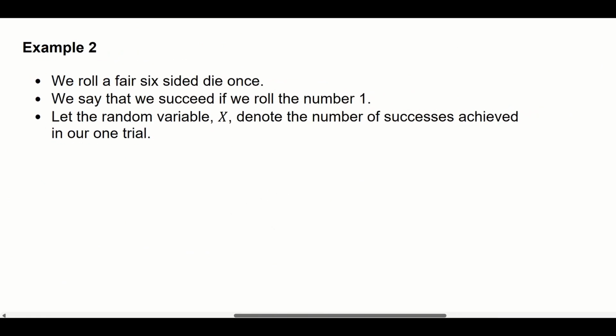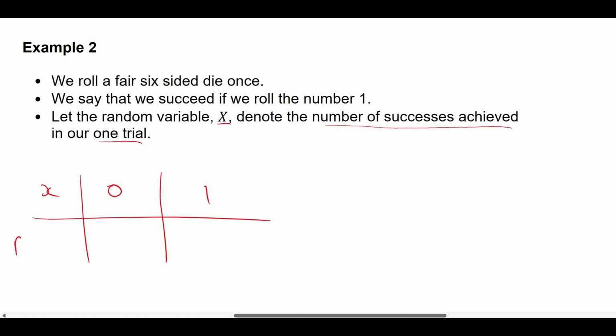Example 2. We roll a fair 6-sided die once, and we say that we succeed if we roll the number 1. Let the random variable x, again, denote the number of successes achieved in our one trial. So x can either be 0 or 1. We can't have any more successes than 0 or 1.